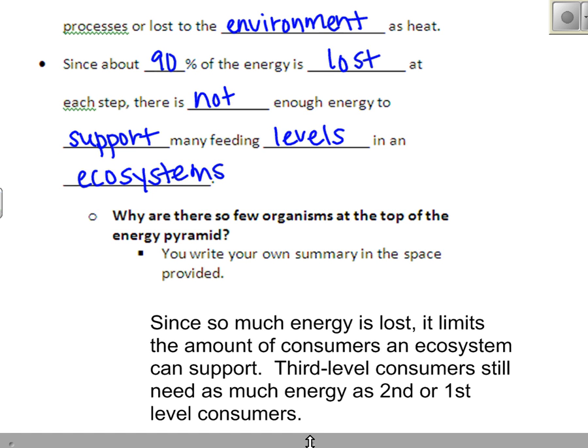So that's why there's not very many third level consumers, because there's just not enough energy in the ecosystem to support so many large third level consumers. They need to eat so much just to get the energy they need to be able to function, since as they went up the energy pyramid, they kept losing and losing energy.